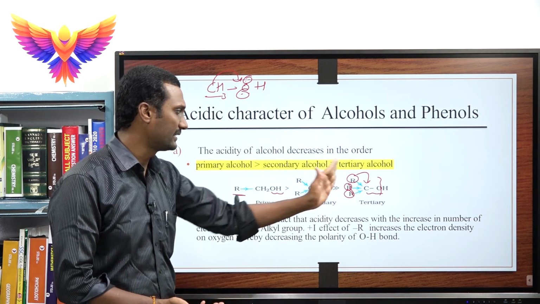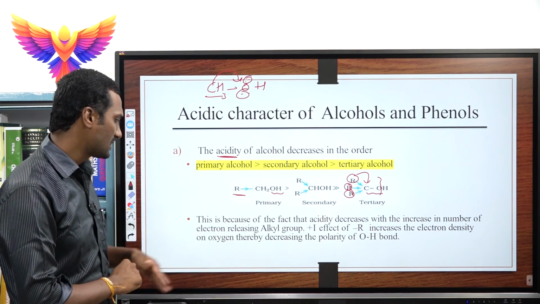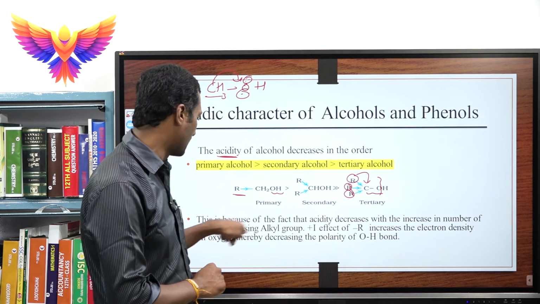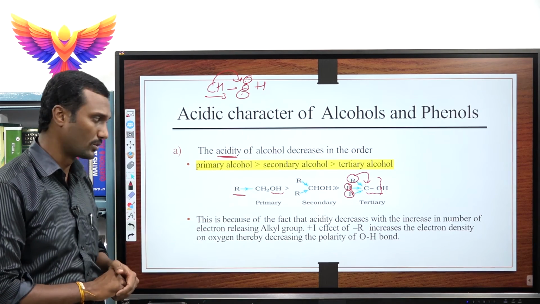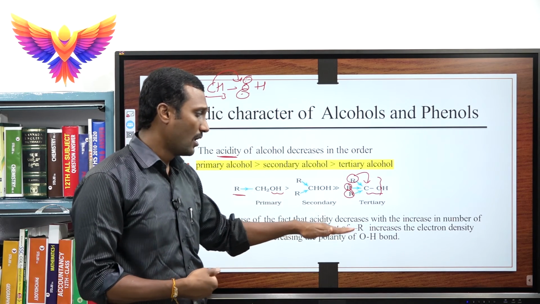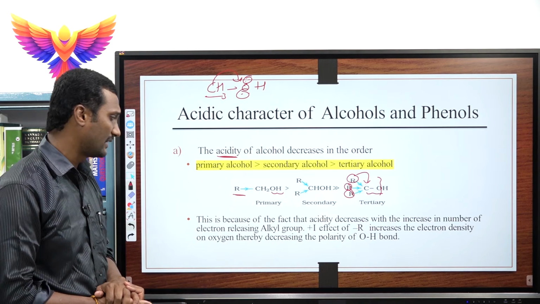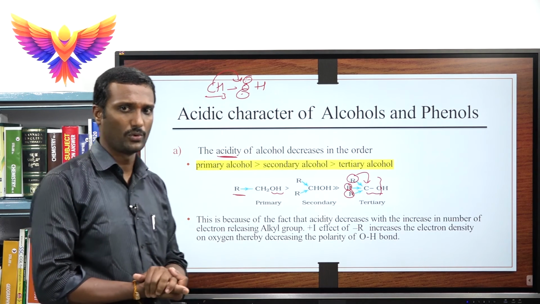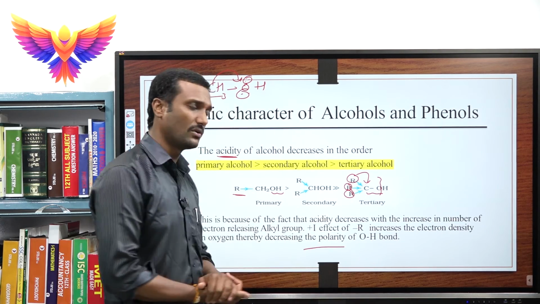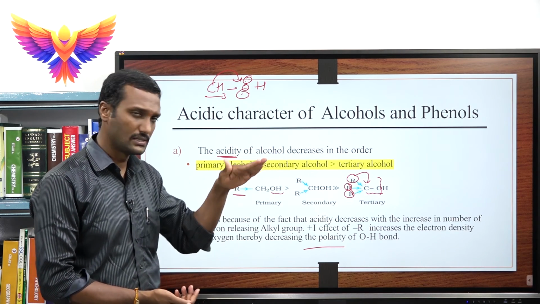So 1 degree, 2 degree, 3 degree, on the basis of the acidity level, you can conclude that the acidity decreases with the increase in the number of electron releasing alkyl groups. The plus inductive effect or the resonance effect increases the electron density on the oxygen, therefore decreasing the polarity of the OH bond. If there is a decrease in the polarity of the OH bond, the acidity of alcohol also decreases.